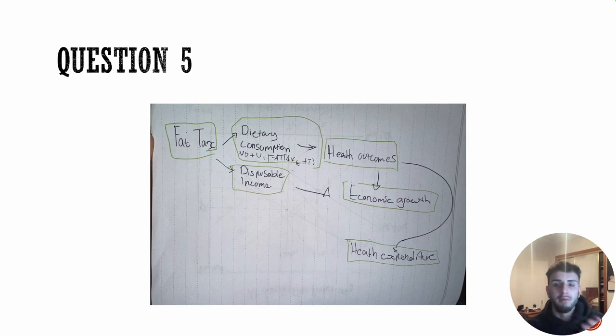Further from there, we've got the health outcomes to the economic growth. This means that improved health can boost economic growth, as lower healthcare costs will be needed and productivity will increase as people will be working more due to their health. Then from economic growth to the fat tax to the disposable income, the tax might lower the disposable income.